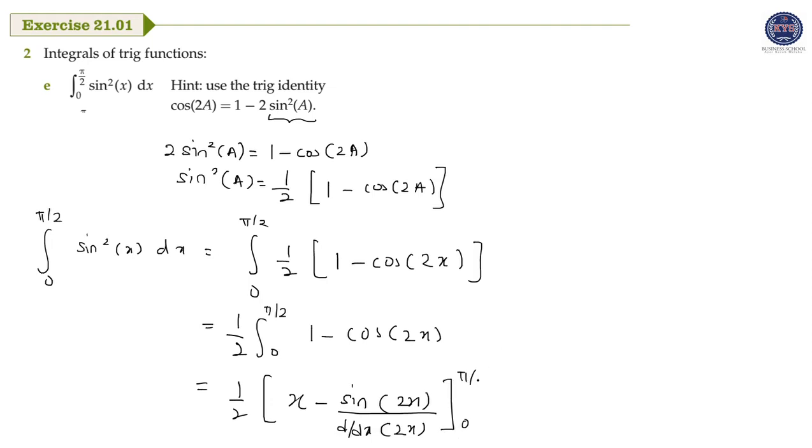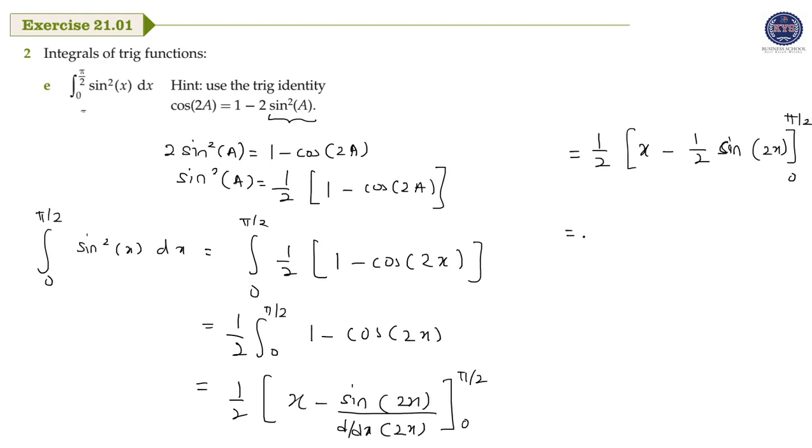Okay, yang ni ramai tinggal. Okay, so further lagi, dapat x minus 1 over 2 again. Sebab kita differentiate 2x dapat 2. So dekat bawah ada 2. So I put it as 1 over 2 lah. 0 to pi over 2.